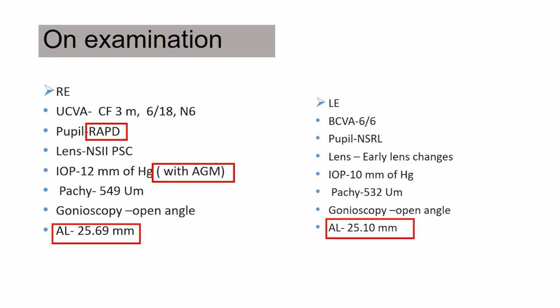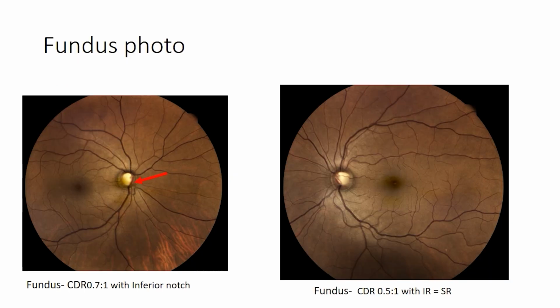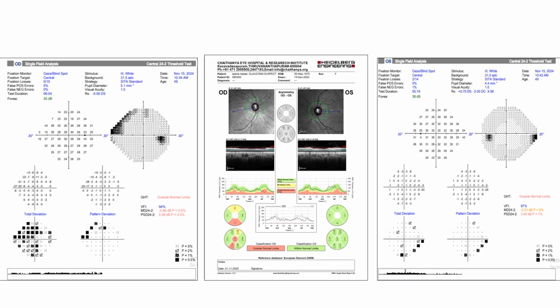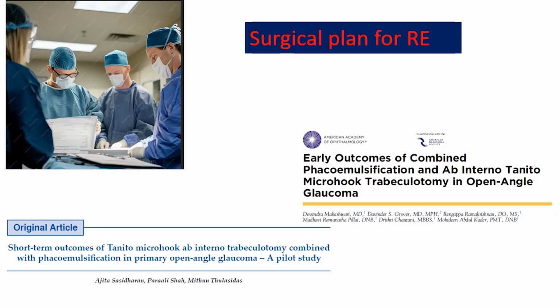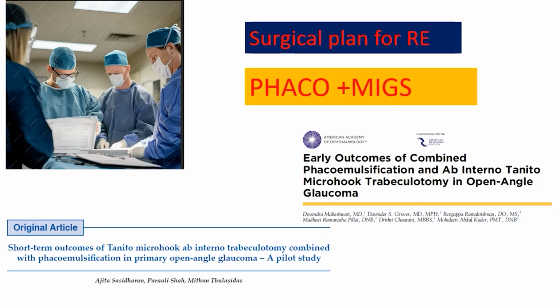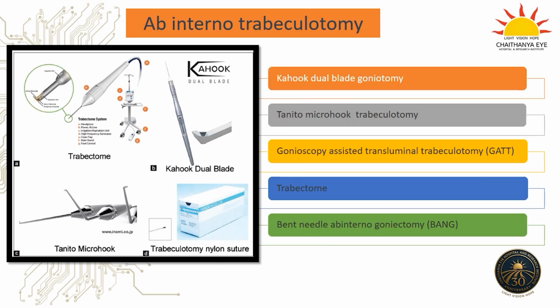Uncorrected visual acuity in the right eye was counting fingers at 3 meters, improving to 6/18 with RAPD and immature cataract. Intraocular pressure was 12 with AGM. Axial length was 25.69. Fundus examination showed a cup-disc ratio of 0.7 with inferior notch in the right eye. OCT RNFL of the right eye showed inferotemporal thinning with corresponding superior visual field defects. The surgical plan for her right eye was phacoemulsification with MIGS.